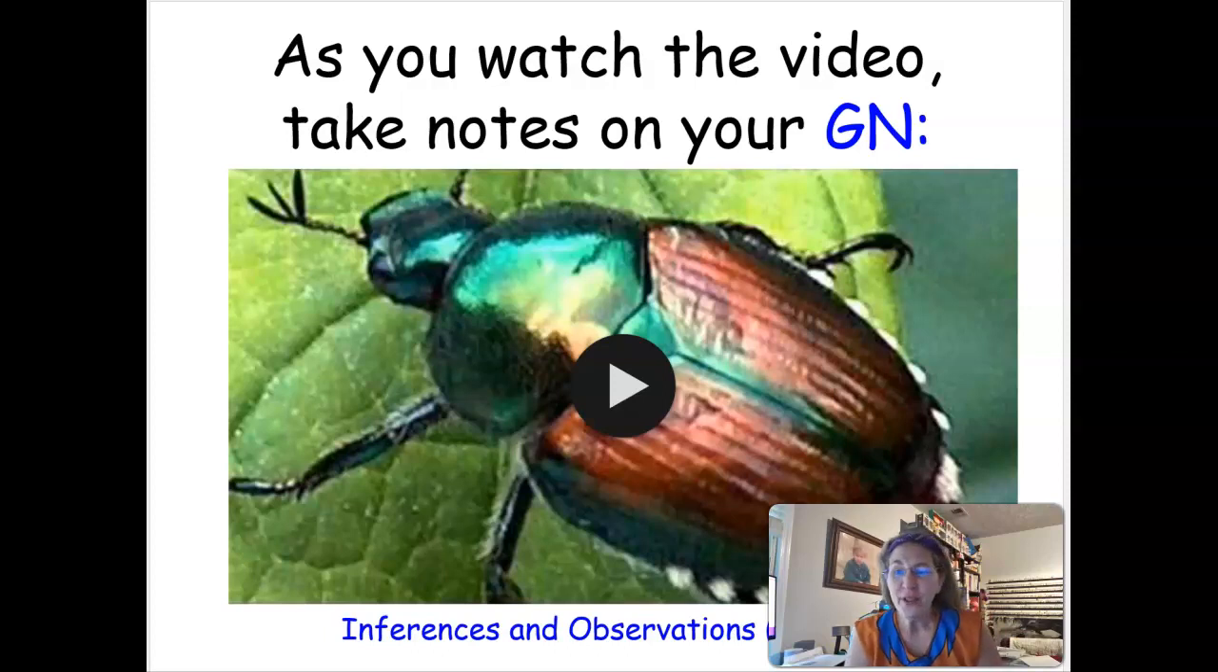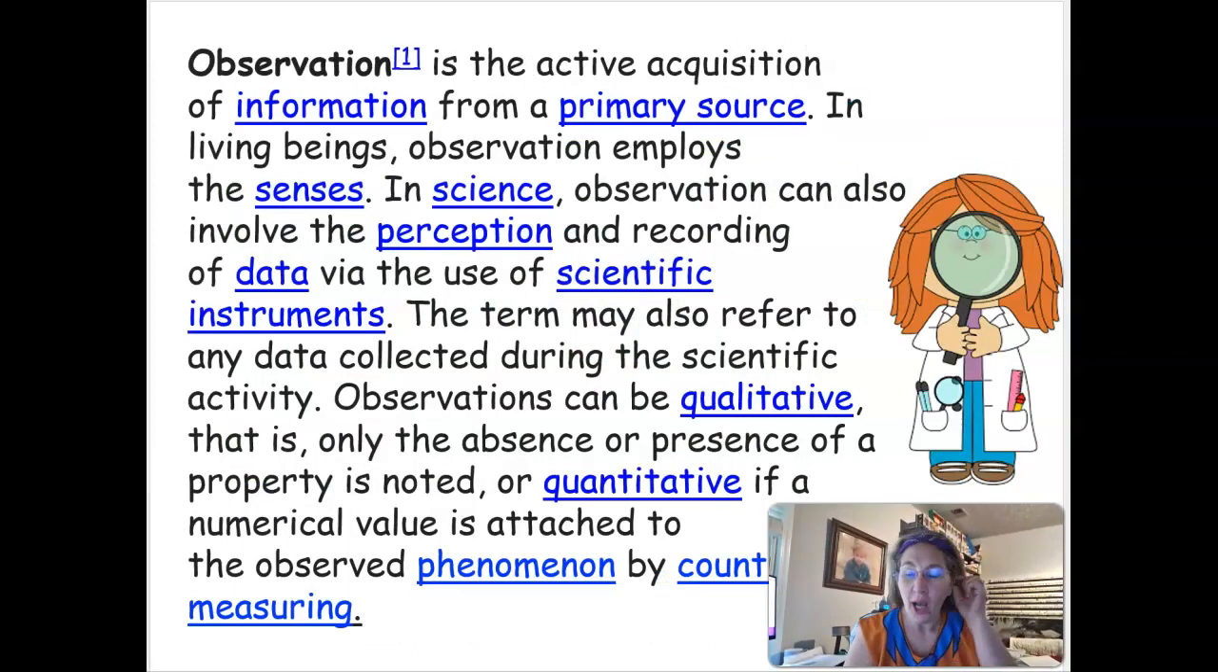Hi, the last video that we watched was on observations. As review, remember that with observations, we use our five senses, and we can use scientific tools to help us be more accurate and precise. There are two types of observations: qualitative, which describes a characteristic or a property, and quantitative, which involves numbers.